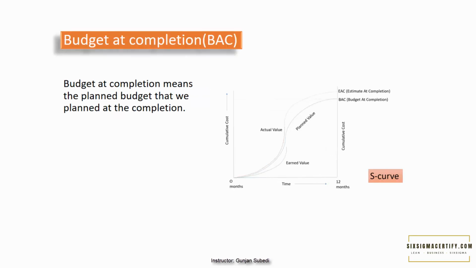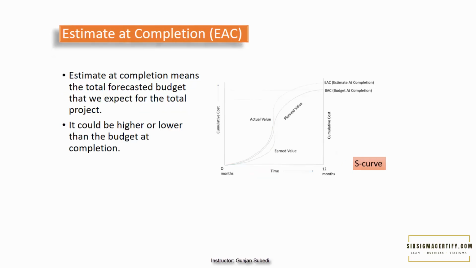Budget at completion means the planned budget that we planned at the completion. Estimate at completion means the total forecasted budget that we expect for the total project. As we progress in our project, chances are we may need more or less budget to complete the project than what we initially planned. So it could be higher or lower than the budget at completion.